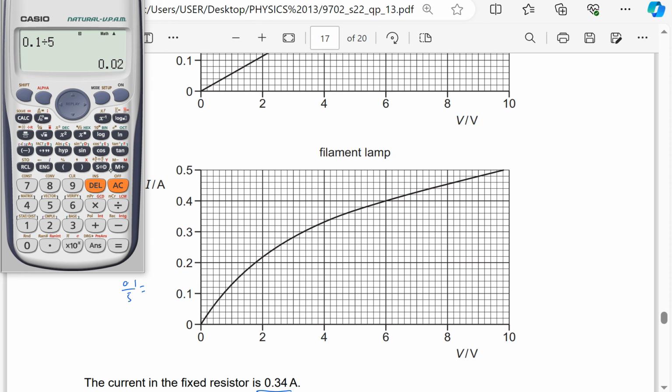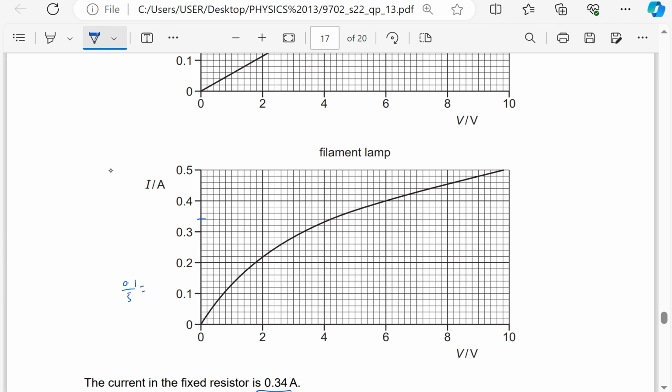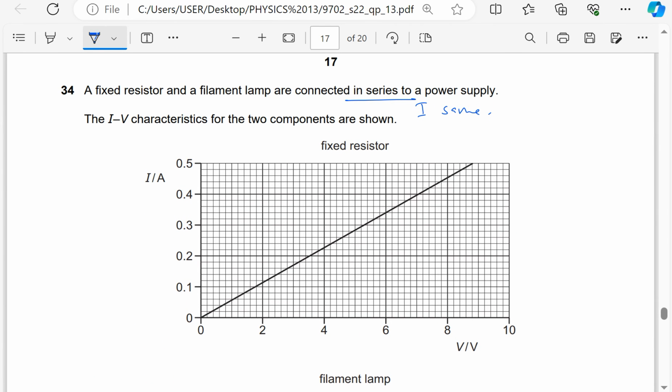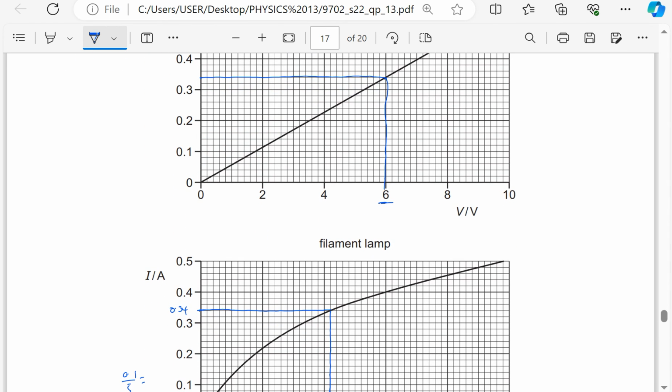Which is 0.02. So I will add two boxes to get 0.34. Now I am finding the PD here. On the x-axis, the scale is 2 divided by 10, which is 0.2, so this is 4.2. That is the PD there. Remember, the current is the same. So for 0.34, I add two boxes, and this gives me 6. The PD here is 6.